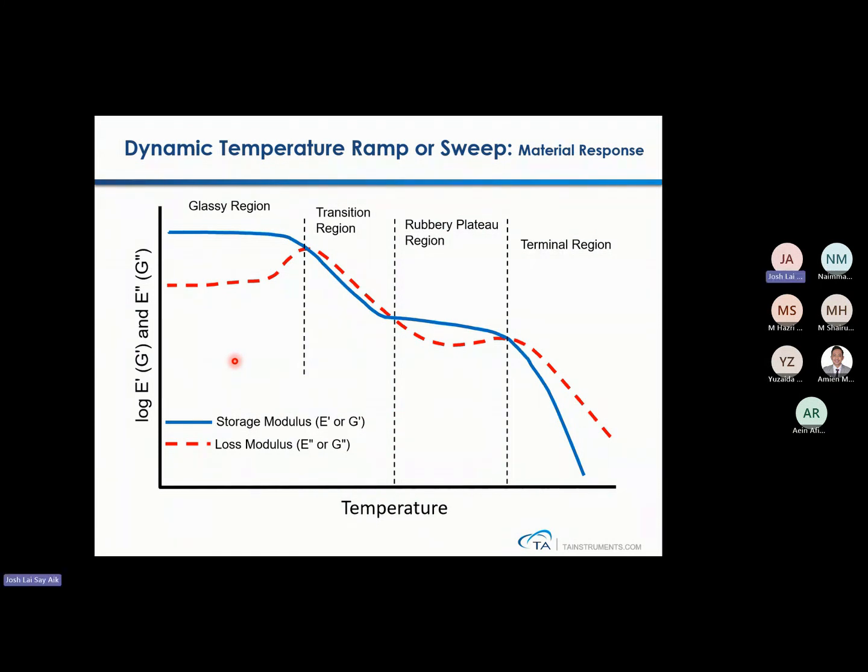So this is a temperature ramp or sweep material response. So at lower temperatures, brittle, solid materials. When it reaches Tg, it starts to reduce. So transition state, and then a soft rubbery plateau. So the G prime is largely reduced in the softened region. And after softening, it goes to melt. You can see the loss modulus started to overtake the blue one. So all these changes can be monitored by a rheometer.